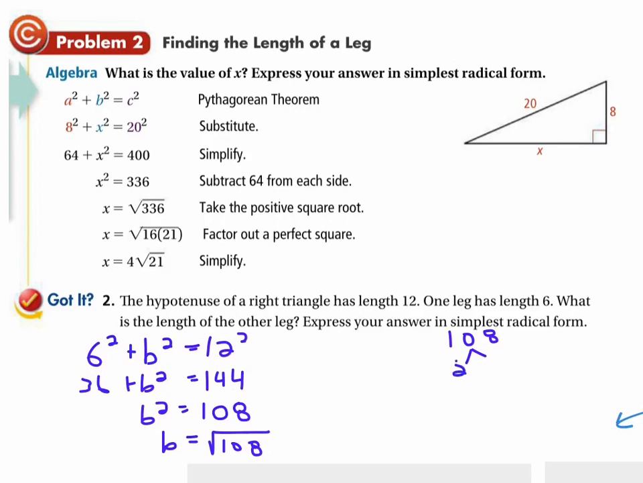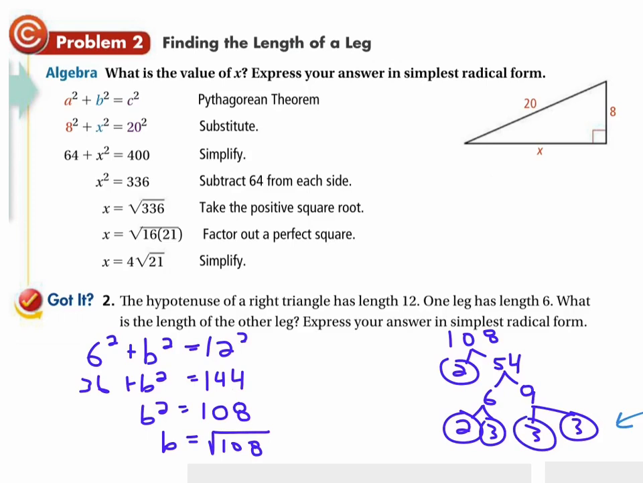I know that that's 2 times 54. 54 is 6 times 9. 6 is 2 times 3, each prime, and 9 is 3 times 3, also prime. So then we can say B is equal to, instead of writing the square root of 108, the square root of 2 times 2 times 3 times 3 times 3, because those are all of the prime factors that we got. Now, if you can find a pair, we can bring it out. We've got a pair of 2's.